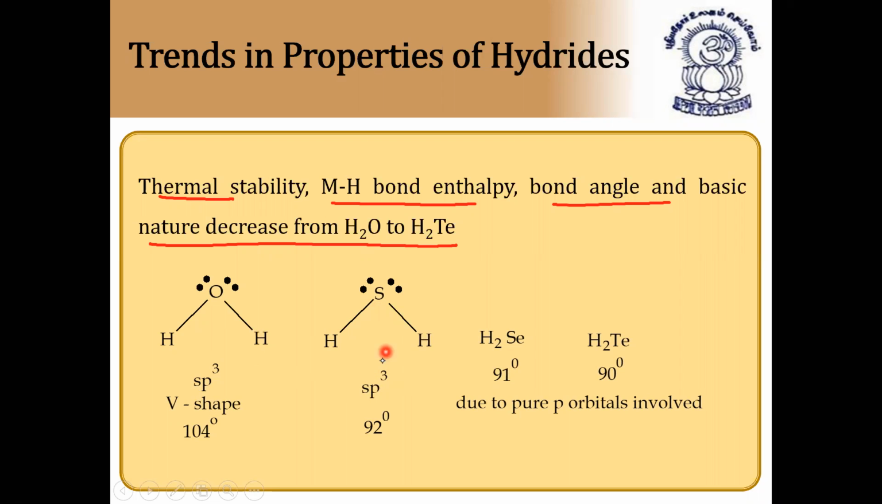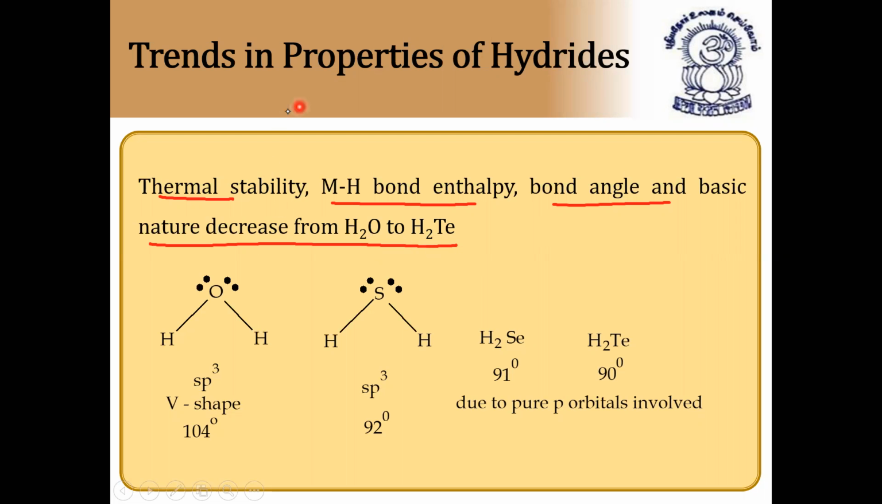So hydrogen sulfide: the hybridization is sp3 and the shape is again angular. So hydrogen selenide, hydrogen telluride: 91 degrees, 90 degrees. So as we go down the group, the thermal stability, MH bond enthalpy, bond angle, and basic nature decrease from water to hydrogen telluride.